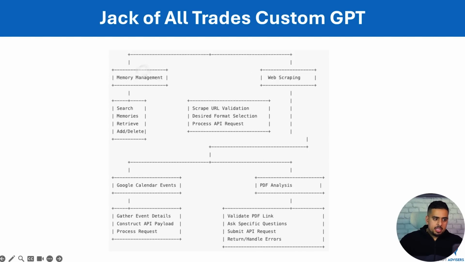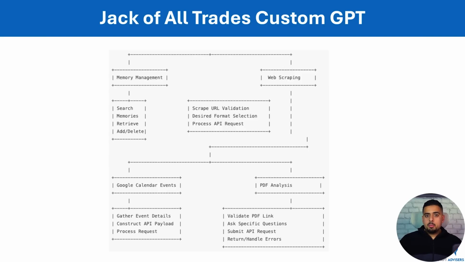We'll have memory management where we can search memories, add memories, etc. We'll have the ability to scrape URLs and process that through Firecrawl. For Google Calendar events, we'll be able to gather event details, but more so create a brand new event. That's the core goal of the actual GPT as it is. And the last one is to be able to upload PDFs that are more complex and have it handle that all within the realm of one custom GPT.